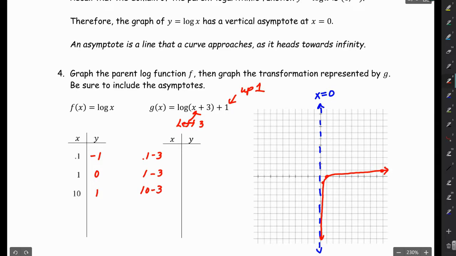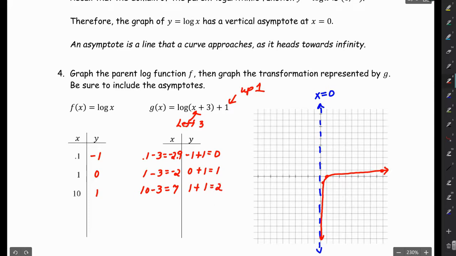All I did was I took these original values for x, and I'm subtracting 3 from each one of those. So I'm going to get negative 2.9, I'm going to get negative 2, and I'm going to get 7. Now, to move the whole function up 1, all the y values have to be increased by 1. So I'm going to take all of my y values, and I'm going to add 1 to them. So I'll have negative 1 plus 1, I'll have 0 plus 1, and I'll have 1 plus 1.